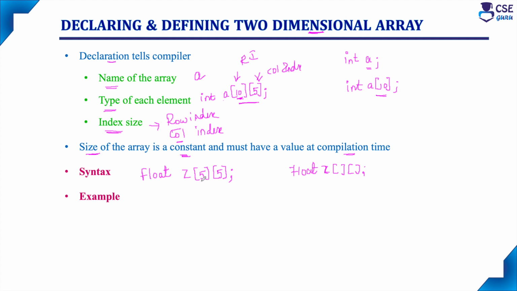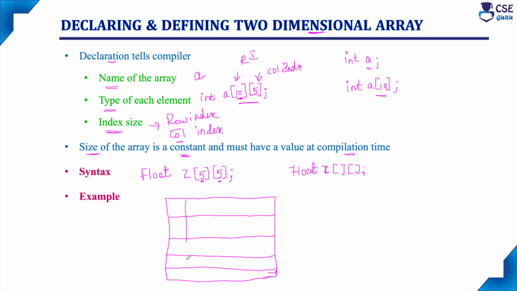For example, here I have given row size 5 and column size 5. We already know the elements of a two-dimensional array are arranged in a row-wise as well as column-wise tabular fashion. Tabular fashion means here the row size is 5 as well as the column size is 5. So create a table with 5 rows. Similarly, since I have given the column size also as 5, I need to create 5 columns. And what is the name of the array here? Z. Z is the name of the array.